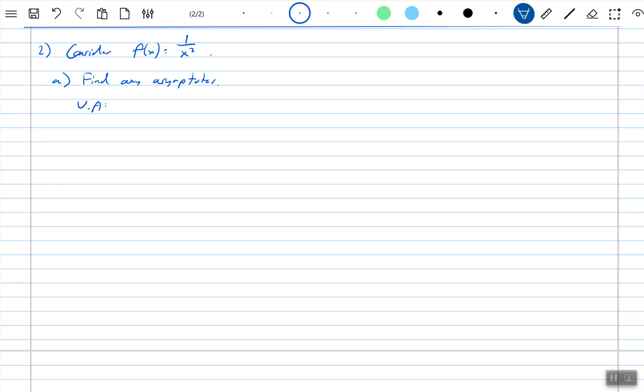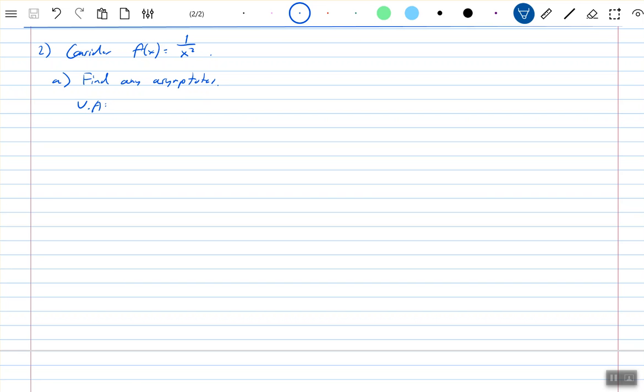Recall, we have a vertical asymptote at a point if the limit as x approaches c of f of x is equal to plus or minus infinity. That means at that point we have a vertical asymptote. Now finding vertical asymptotes is kind of guessing. You have to look at your function and try to guess where a vertical asymptote might occur. Vertical asymptotes will most likely occur when you have a division by 0.